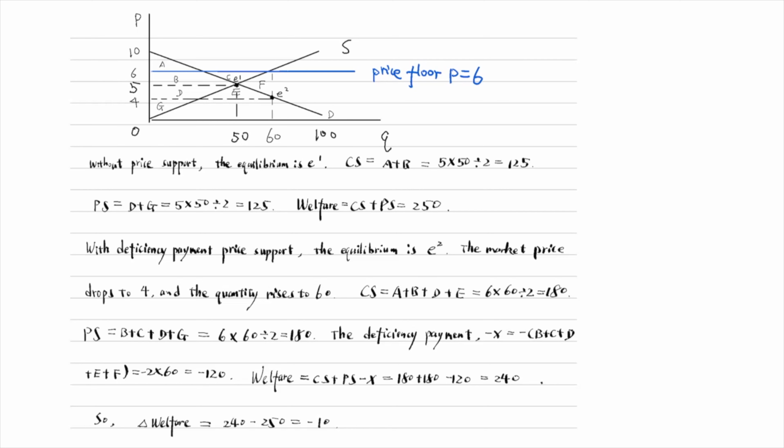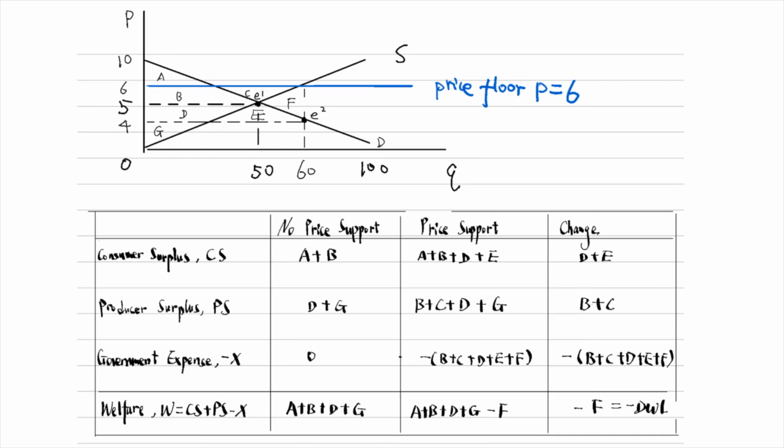We can list the areas in a table. Consumers and producers benefit from the price support. The deadweight loss is the triangle wedge area of F.